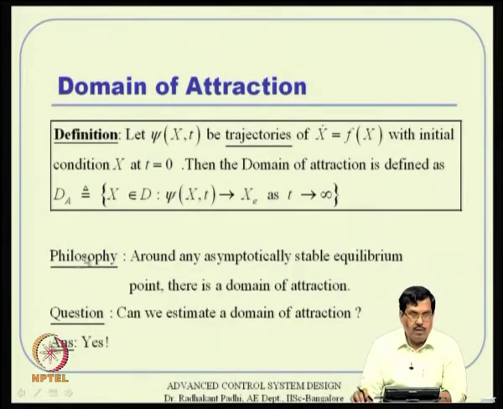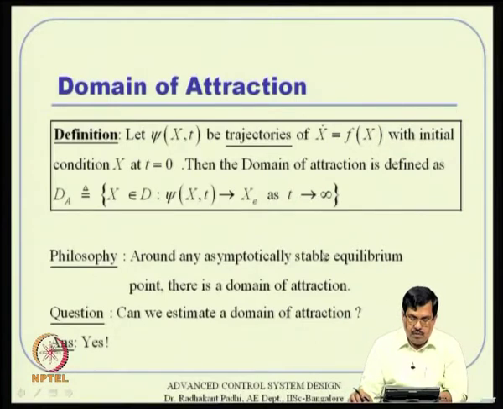Then this d A that I am defining as a subset of D turns out to be the domain of attraction. Remember, x dot equal to f of x is valid in a domain D, and d A is a subset of that domain, for which every trajectory that starts within d A will ultimately go to the equilibrium point. That is what we discuss very intuitively here.